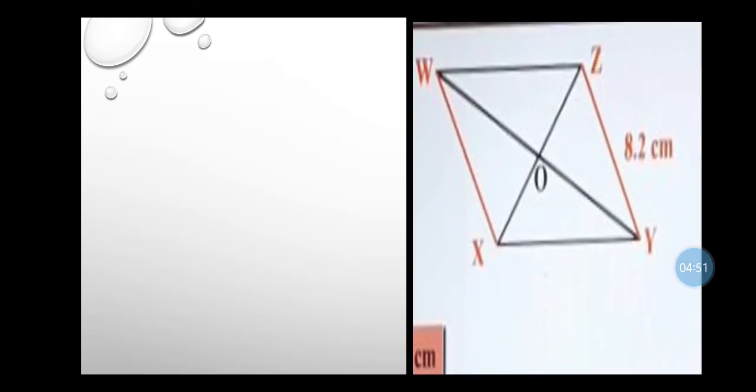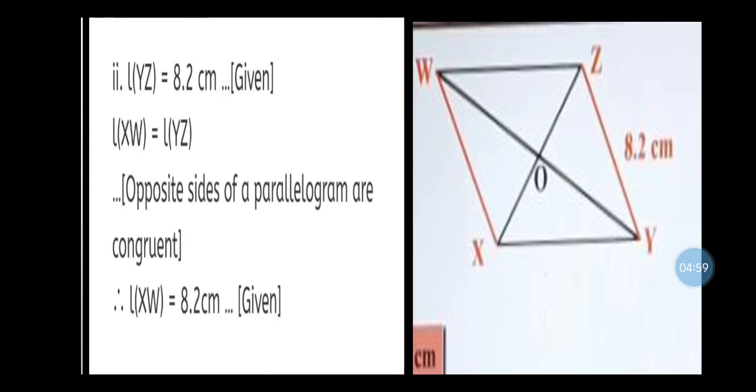Next question. Length YZ is equal to 8.2 centimeter. We need to find length XW. Length YZ is 8.2 centimeter, given. So length XW is equal to length YZ as opposite sides of parallelogram are congruent. Therefore length XW is equal to 8.2 centimeter.